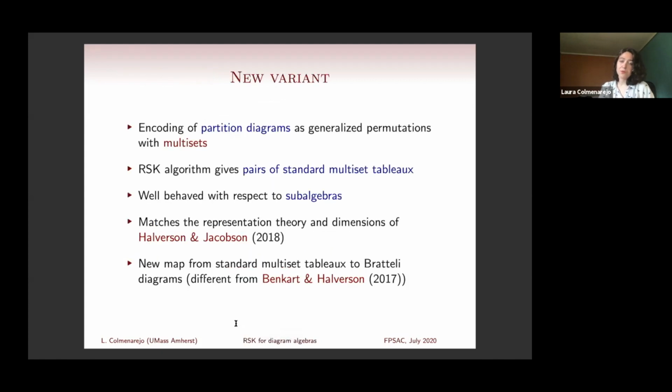The reason why we want to find a new variant of this, if I think about this new version considering multisets, I'm still having sets like regular tableaus on the left side, and I want to do something different. I want to encode the partition diagrams, generalize permutations with multisets, and then I want the RSK to give me pairs of standard multiset tableaus. And I want this algorithm to be well behaved with respect to the subalgebras.